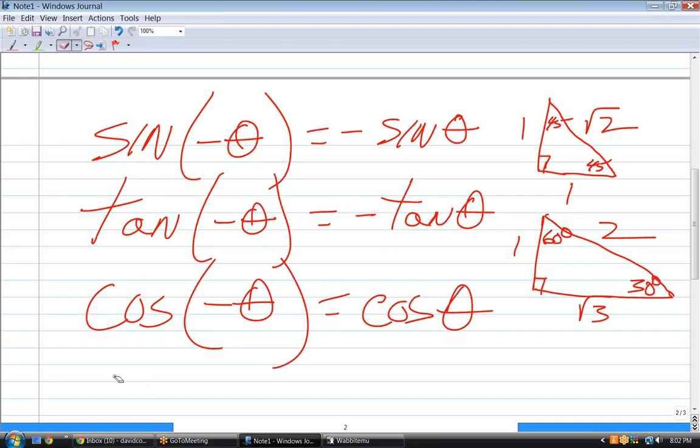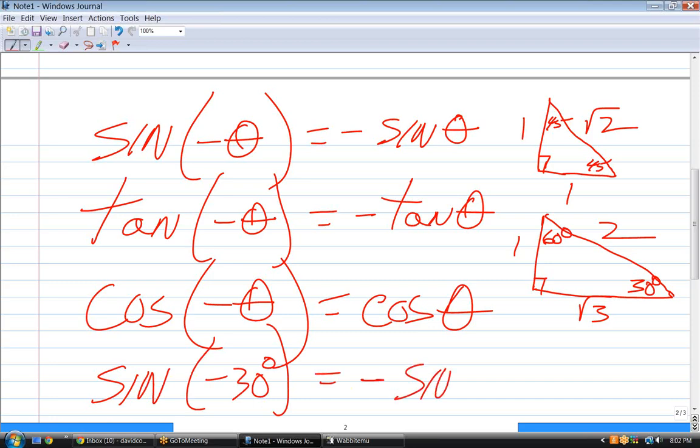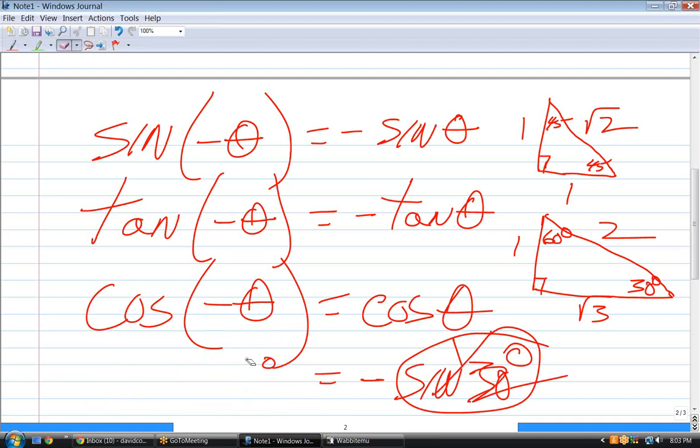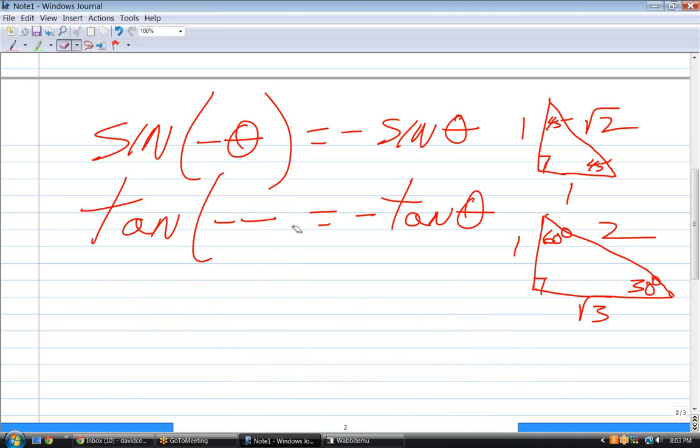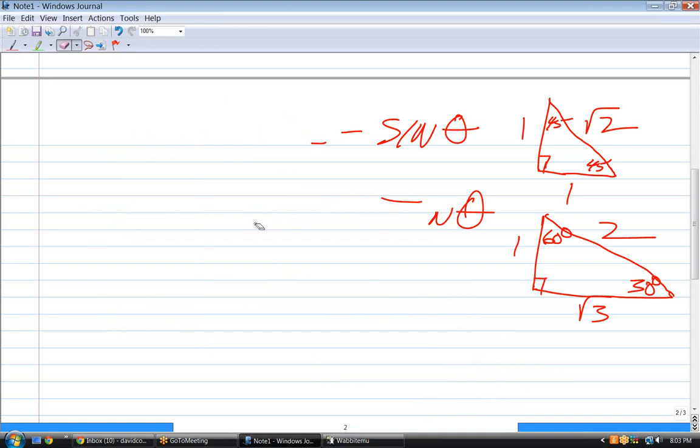The fact that the sine of minus 30 degrees is the same as minus the sine of 30 degrees. Well, the sine of 30 degrees is 1/2, so the sine of minus 30 degrees is minus 1/2. Go ahead and give me your problems, and I'll bet it comes up.